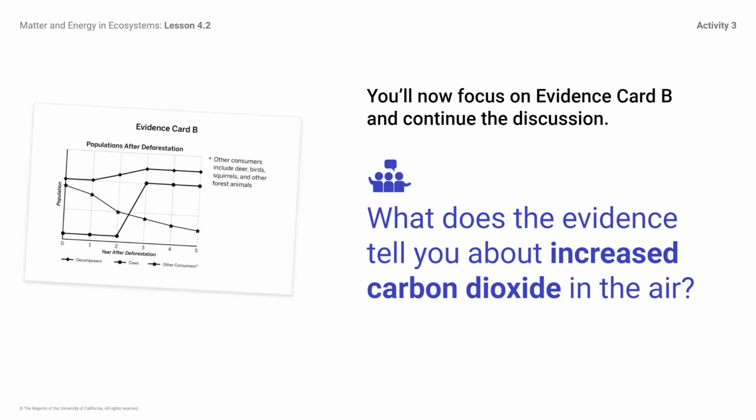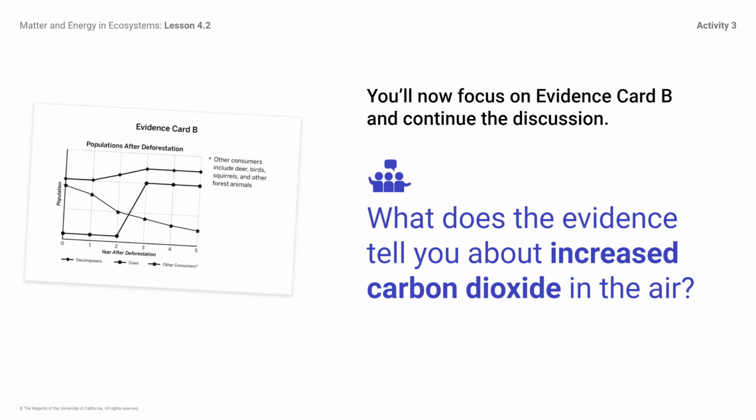You'll now focus on evidence card B and continue the discussion. What does the evidence tell you about increased carbon dioxide in the air? Let's read card B out loud. Other consumers, including deer, birds, squirrels, and forest animals, as noted by the asterisk. Populations after deforestation. Population on the y-axis, year after deforestation on the x-axis.